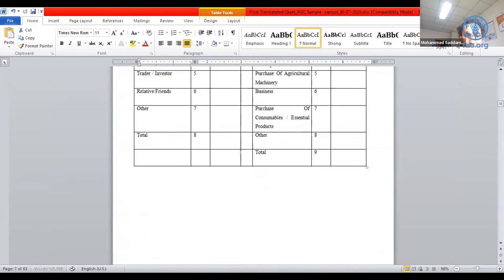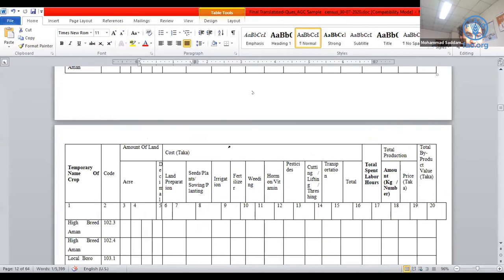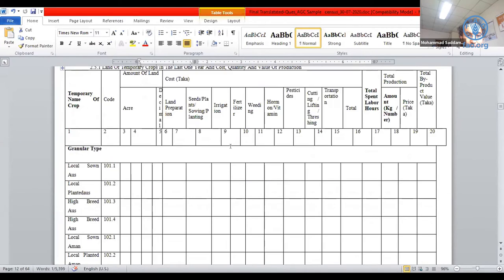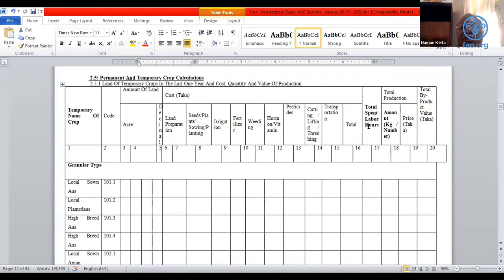Okay, do you have the same for livestock? Yes. And then the total spent labor hours. See over here, the total production amount in kg and the price in taka and total production value. Okay, you have labor hours. Yes. For considering the day, we can convert the labor day from the labor hours as well. Good. And also the byproduct, we can calculate the byproduct from the relevant information we collected in the sample census. Good.